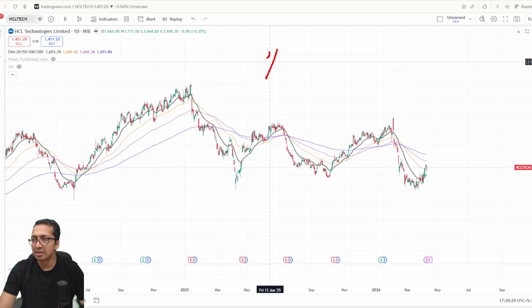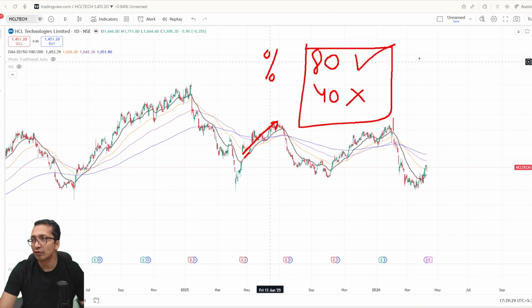Suppose in the last 1 year, 80% of the times it happened that when the market crossed 20 EMA, then the stock moved up maybe 10-20%. 80 times it has happened and 40 times it has happened that it did not cross. So that means out of 120, 80 is the success rate, right?